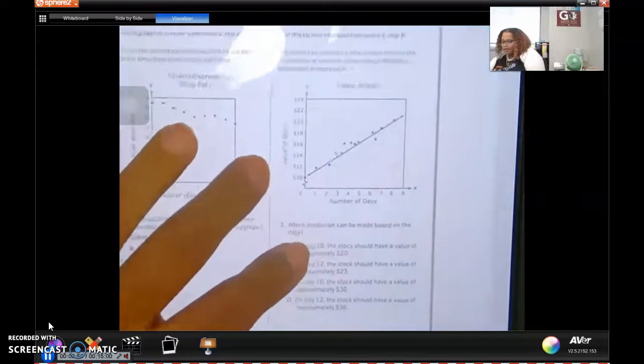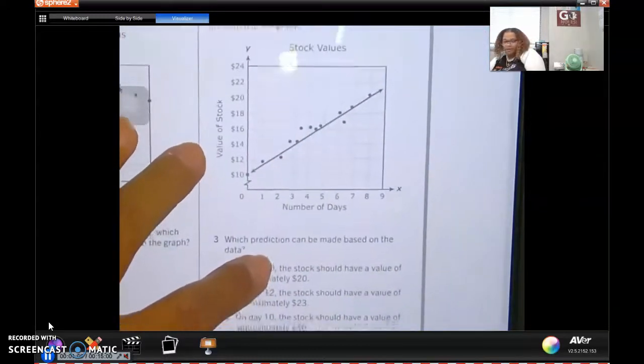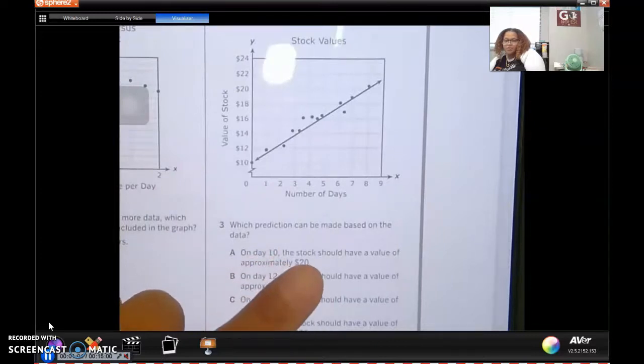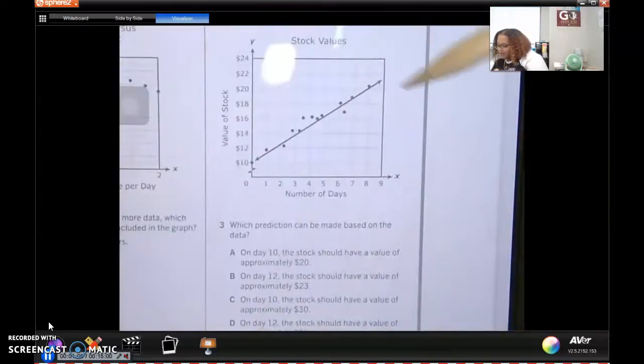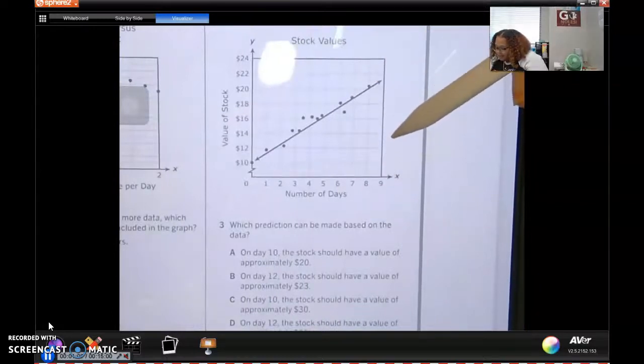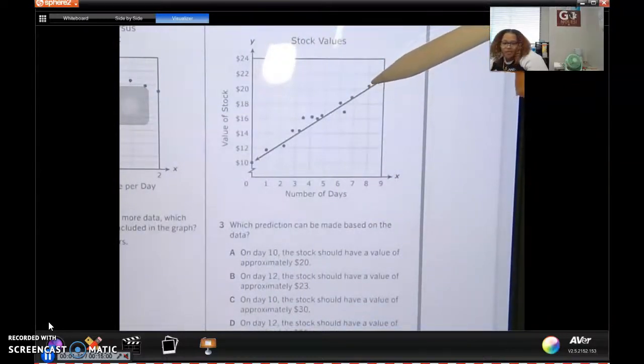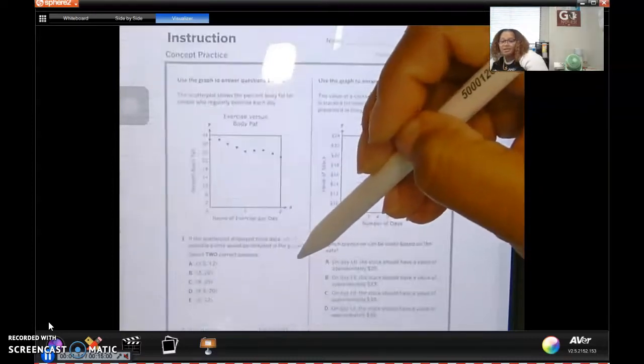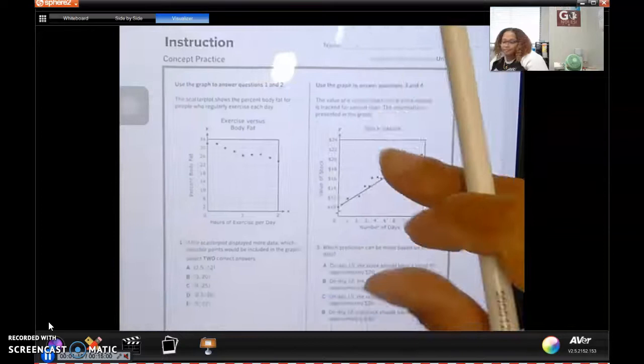So I'm going to look at this and zoom in a little bit. It says on day 10, the stock should have a value of approximately 20. Well, if you look at day 10, it'll be about right here, and it's already past 20 at 8. So this is not going to be a good estimate.